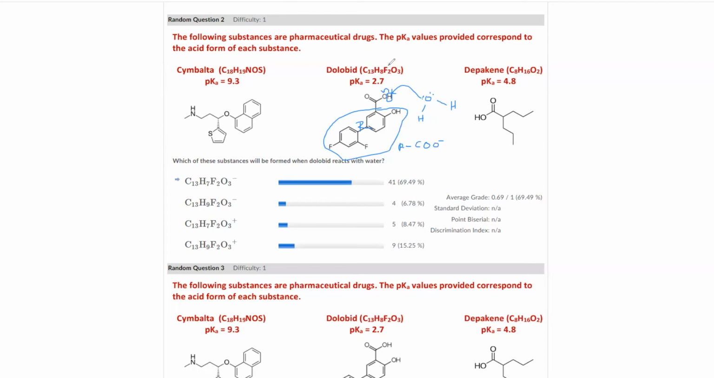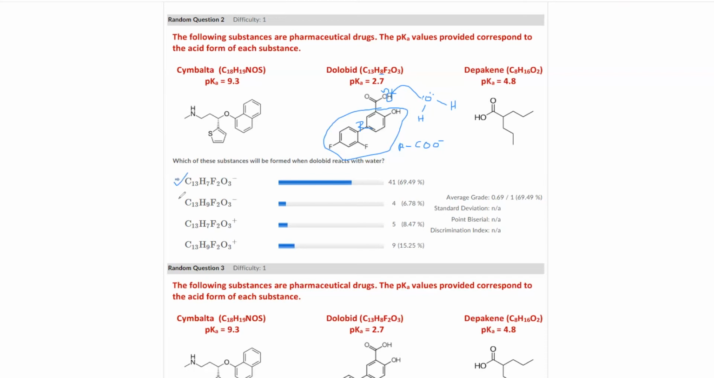Anyway, so now when it is neutral, it had this formula. When it reacts with water, it's going to lose one proton. Therefore, this 8 protons is going to become 7. And not only that, it's going to get a negative charge. So the only formula here with 7 protons and a negative charge is the first option. That's why this is the correct answer.